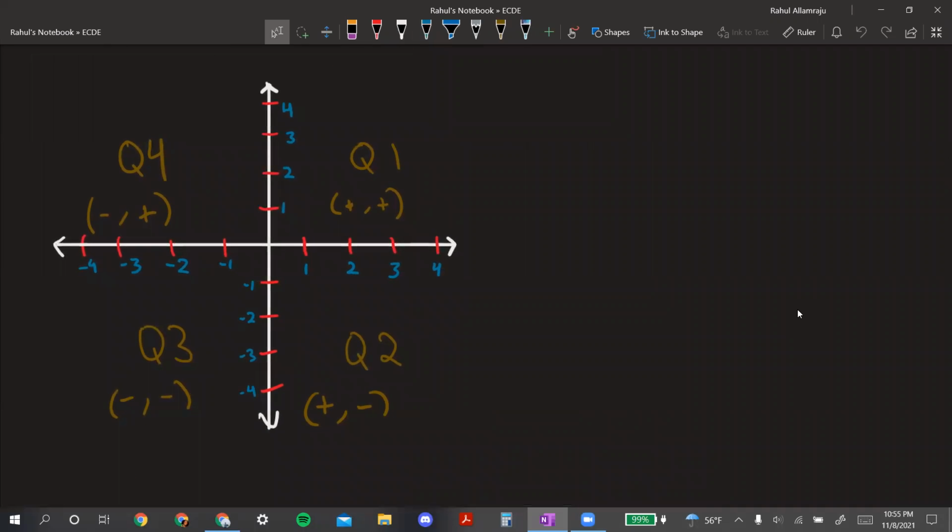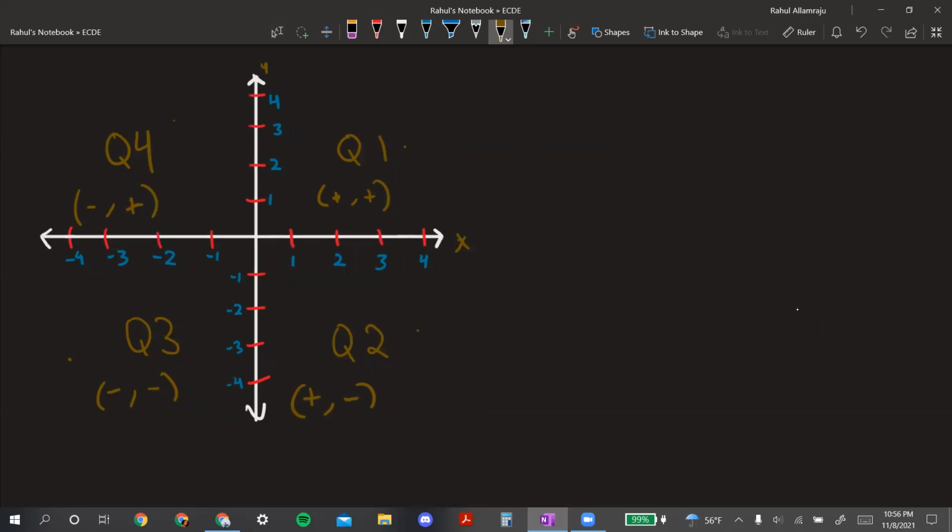If you look here, you can see that in a coordinate plane, there are 4 quadrants. Quadrant 1, 2, 3, and 4. So it goes from top right, then to the left, and then down. Quadrant 1 is in the top right, and all the points will be positive and positive. So you see in the x and y axis, you can see that all the points are positive.